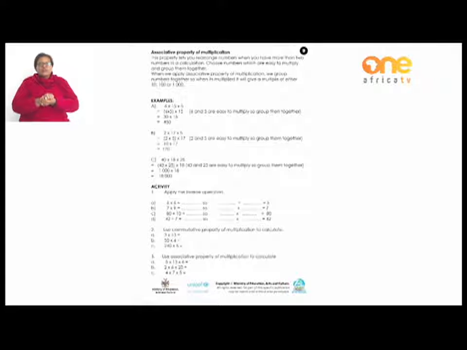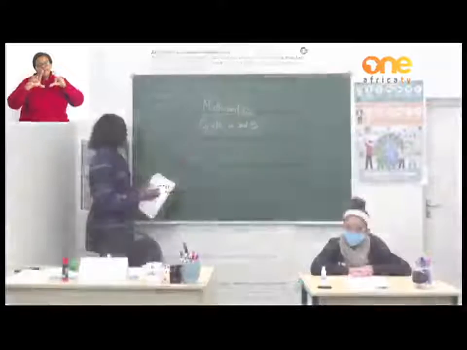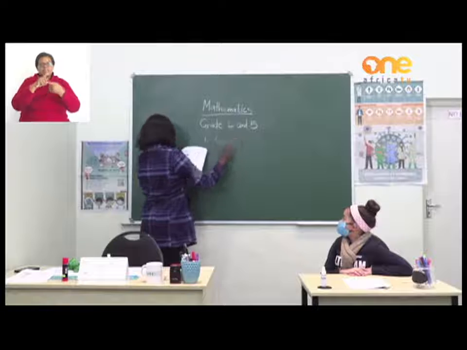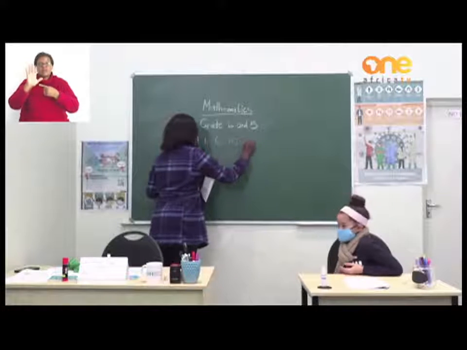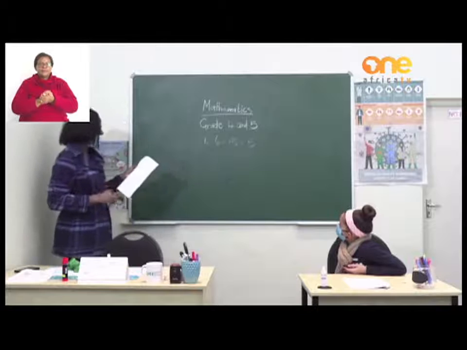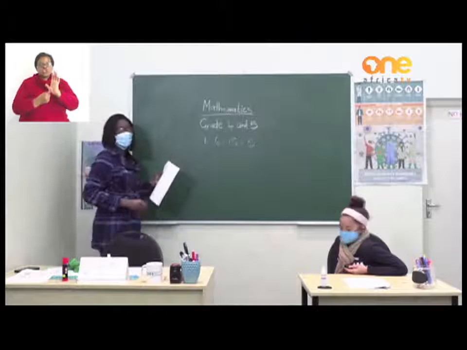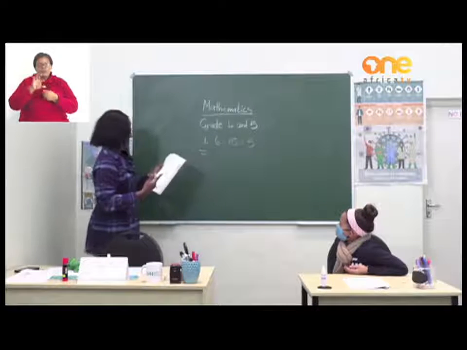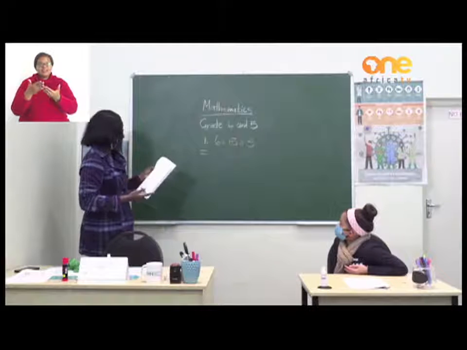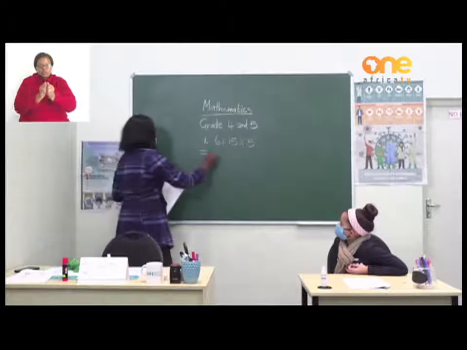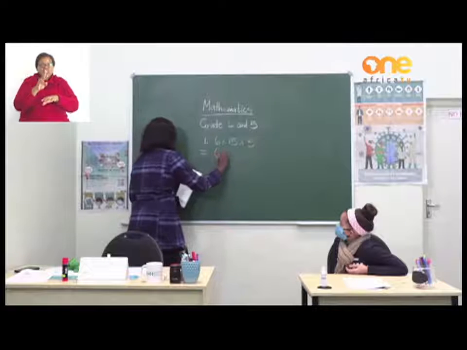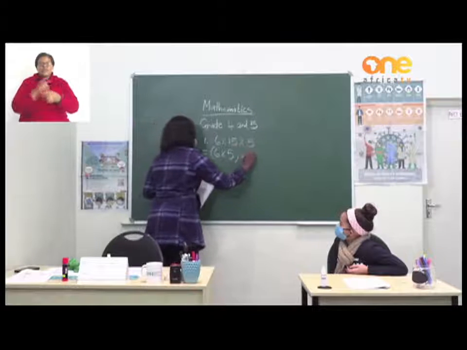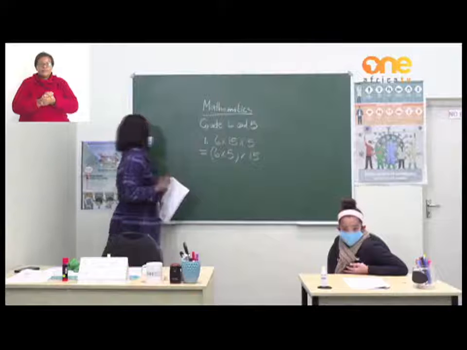Boys and girls, let's get on board with the first example. For example, we have 6 times 15 times 5. Good. We have to apply the associative property of multiplication. So remember to choose the 2 numbers that are easy to multiply and group them together. In this case, we take 6 times 5 and group them together, times 15. Remember the 15.